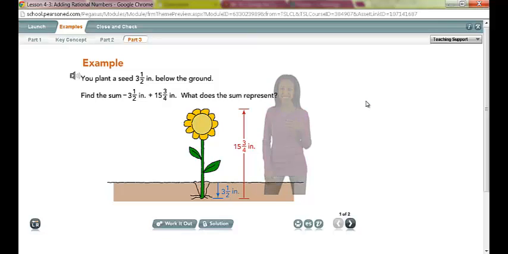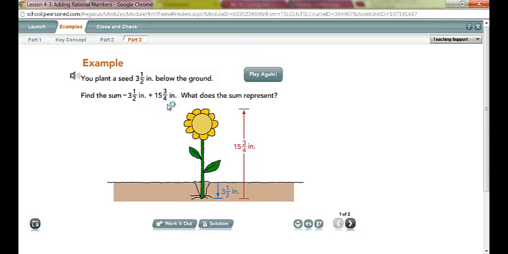Okay, I apologize. She was cutting out a little bit, but basically she's talking about the additive inverse, where we went below the ground and then we had to come back up, and then we have to find how far above ground this grew. So we're finding the sum of negative 3 1/2 plus 15 3/4. Go ahead and take a moment, pause and work this out, and when you come back we'll have the solution pulled up for you to verify.